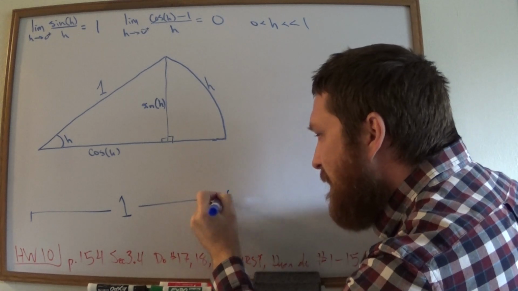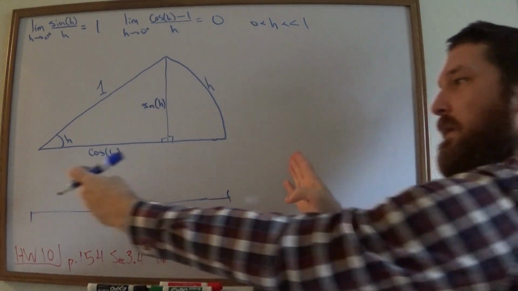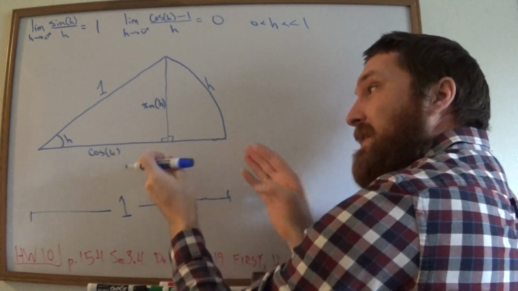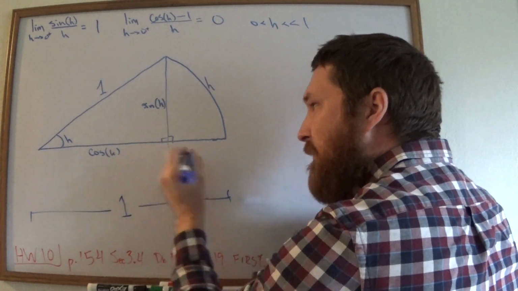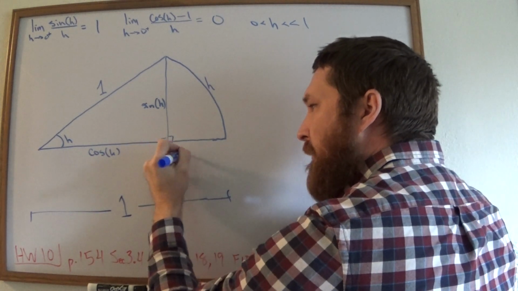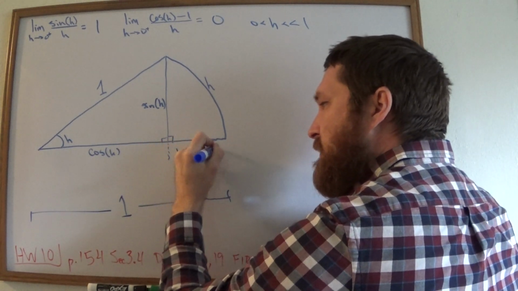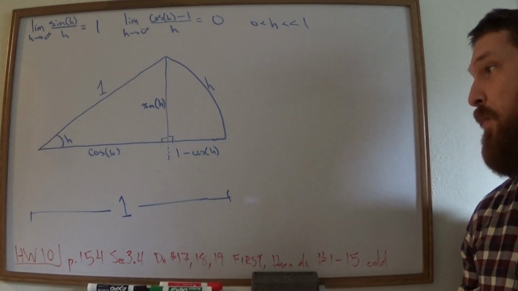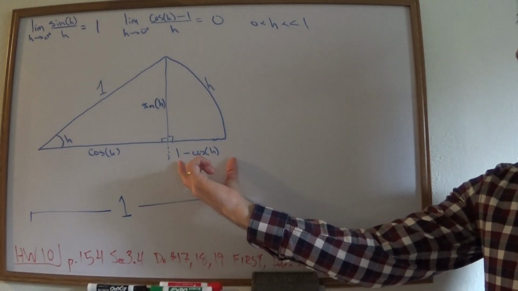What is the whole length? So 1 minus cosine h. Yes, there you go. This length from there to there is 1 minus cosine h. Wait, is it sine? No, no, if we square... nope. So that and that.